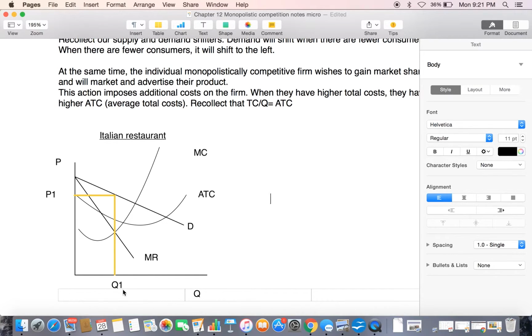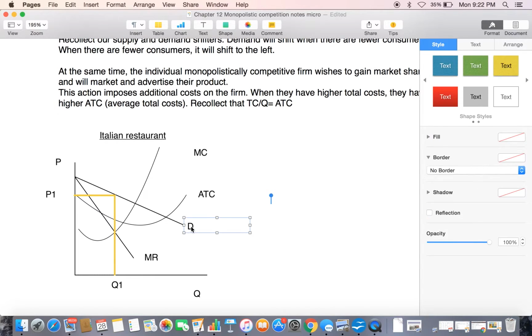So at a quantity of Q1, say this is meals per week sold, along the demand curve at that quantity, the price that corresponds is P1. We're figuring out how to maximize our profit where our marginal revenues equal marginal cost, and at that quantity is where we maximize our profit. We'll then price the product based on the price that corresponds to that quantity demanded of Q1 along the demand curve for the firm. So D being the demand curve for the firm.